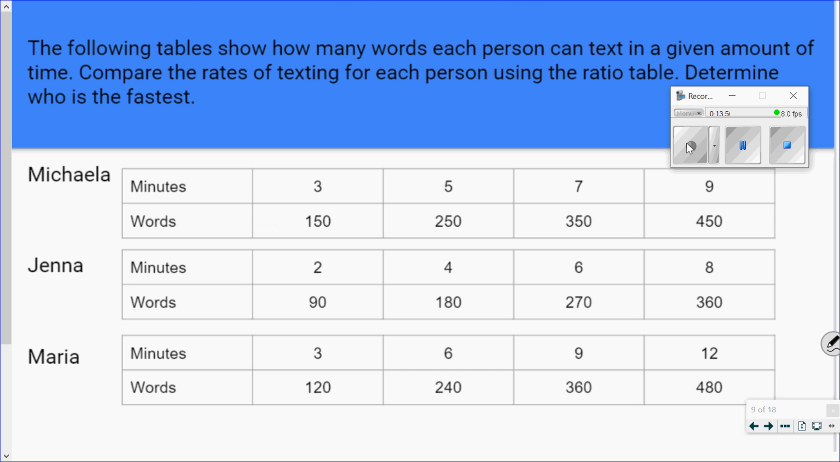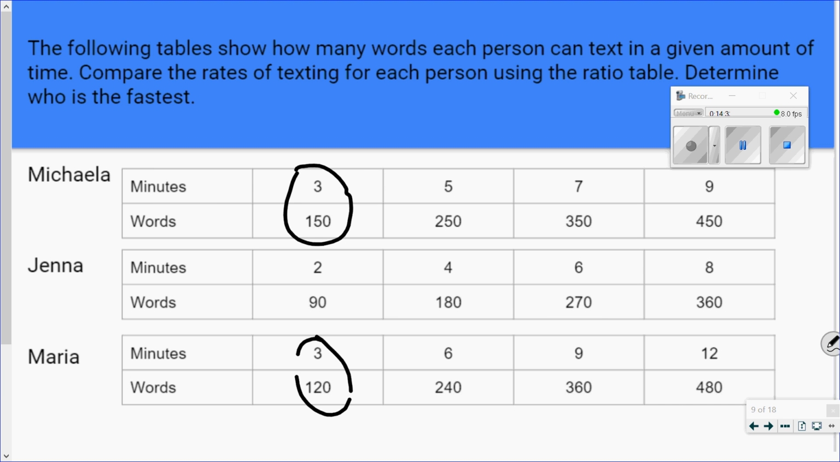All right, so now we're going to compare 3 different tables to find out the data that we need. So the following tables show how many words each person can text in a given amount of time. Compare the rates of texting for each person using the ratio table to determine who is the fastest. All right, remember when you took your notes, the first thing we want to do is try to find similar numbers. Dylan. Maria and Michaela both have 3s? Okay. So he's looking right here.